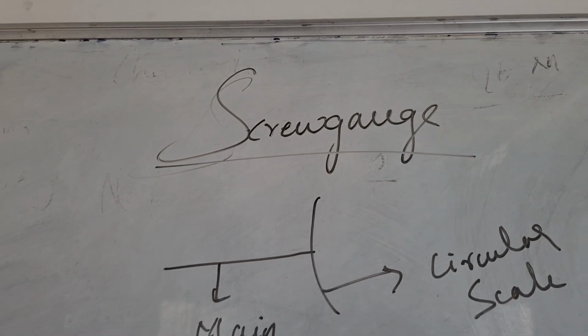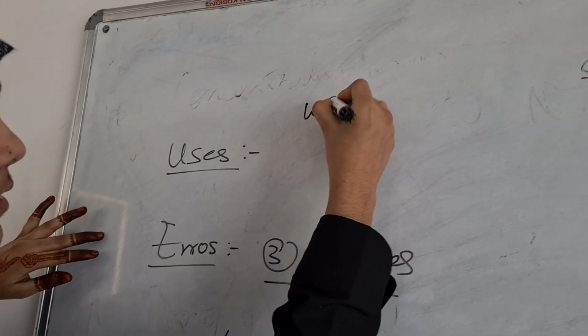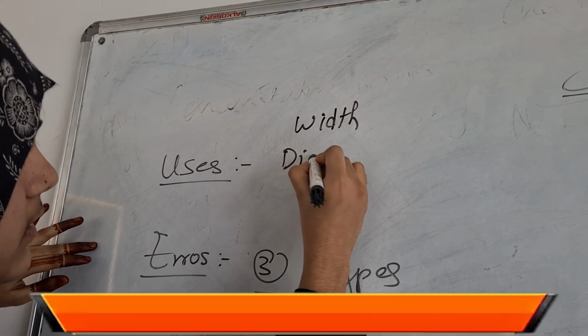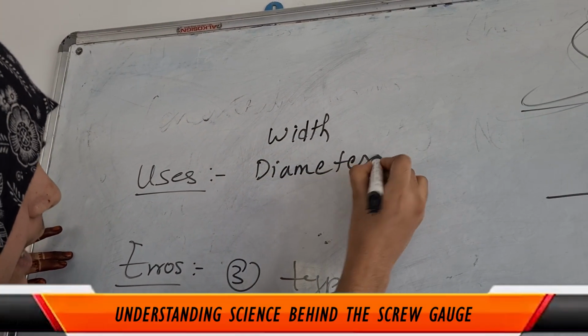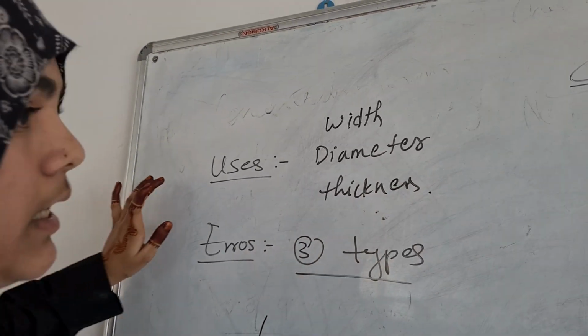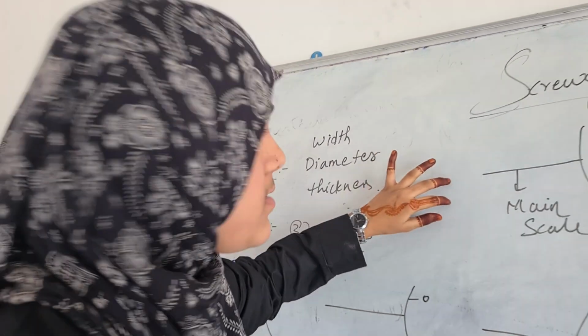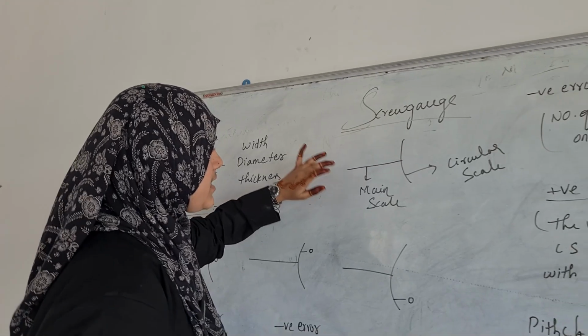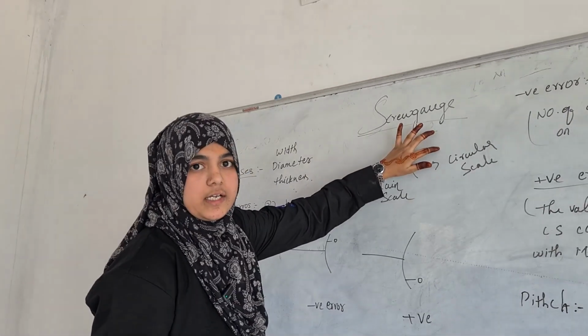The uses of the screw gauge are measuring the width, diameter, and thickness of the smallest objects. Now, a screw gauge mainly consists of two scales, that is the main scale and the circular scale.